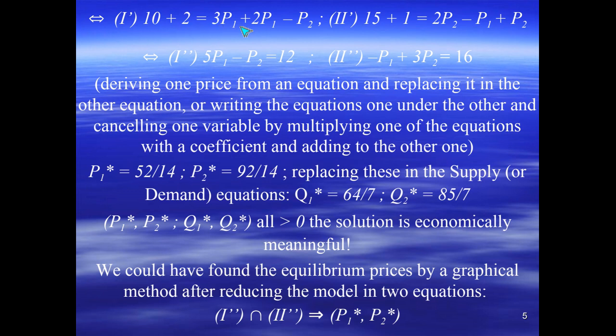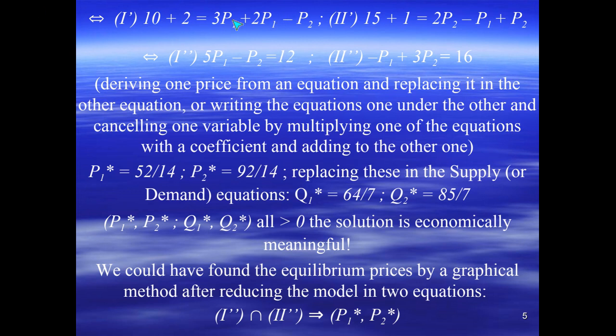10 plus 2 equals 3P1 plus 2P1 minus P2, and 15 plus 1 equals 2P2 minus P1 plus P2. Just simplifying them, we obtain 10 plus 2 is 12. You see now it inverted. It put the P's prices on the left hand side and the constant term to the right hand side, which would be the correct order actually. The other one is correct as well.